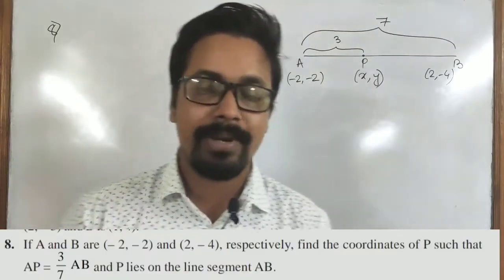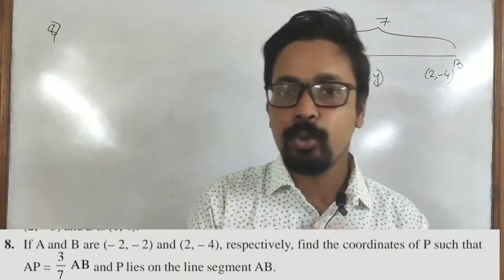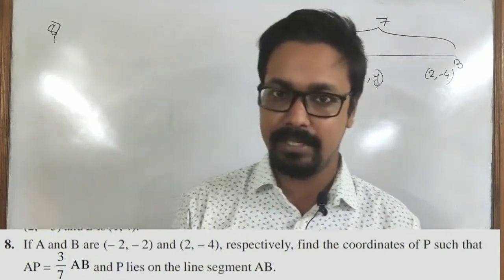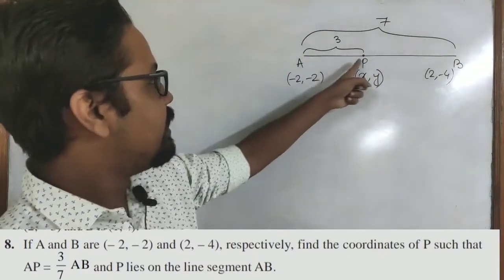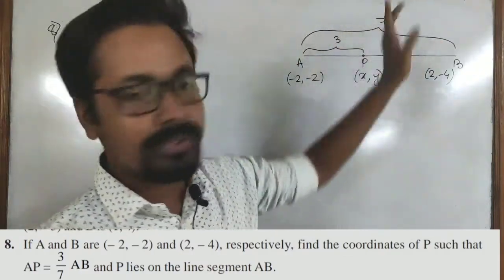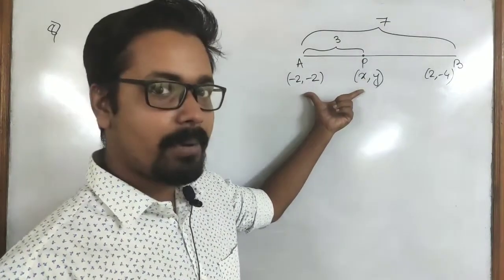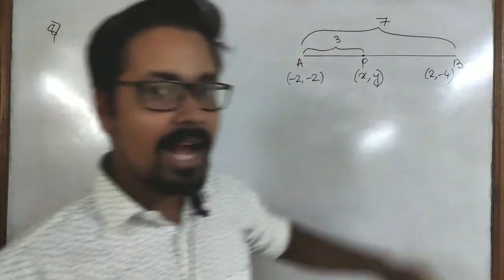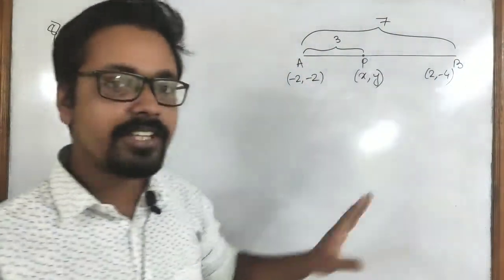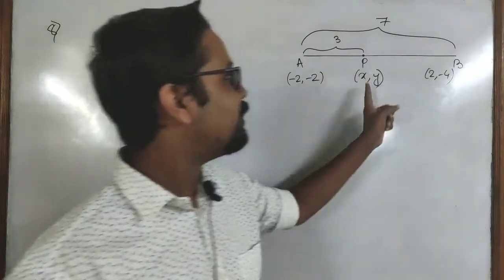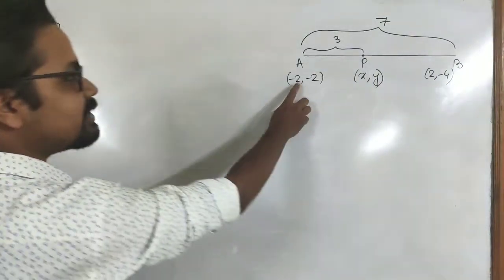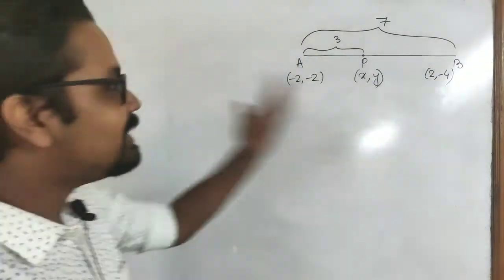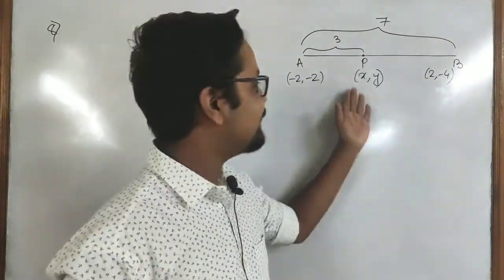So we'll start off with question number 8. If you look into question number 8, there are 2 points given, point A and point B, and there is another point P in the middle such that AP is to AB is 3:7. That means this part between A and B, that is AP, and the whole part, that is AB, are in the ratio of 3:7, and we are given the coordinates of A and B, and we have to find the coordinate of P. So coordinate of A is given as -2, -2, coordinate of B is given as 2 and -4. So we have considered the coordinate of point P as x, y.